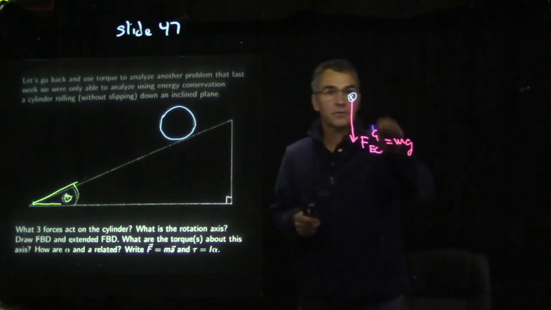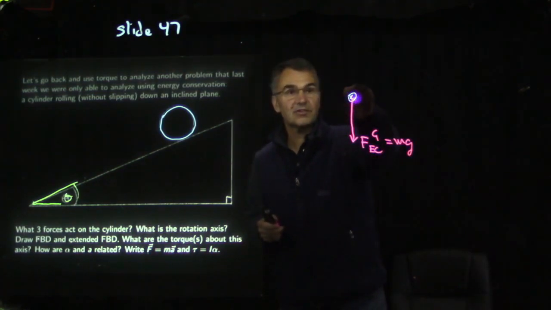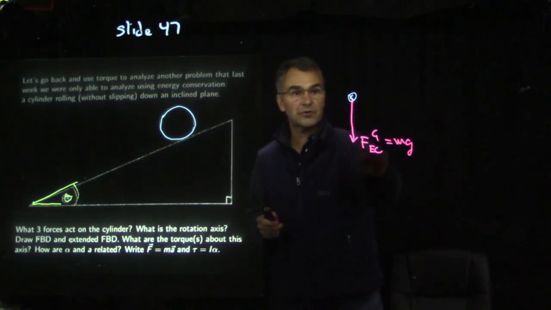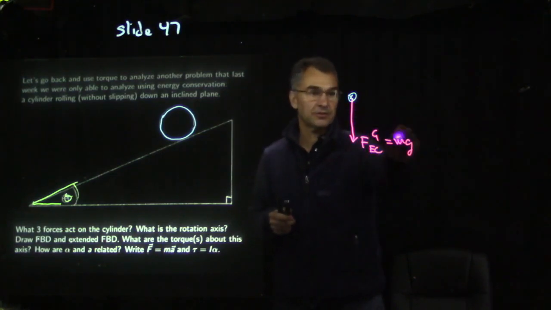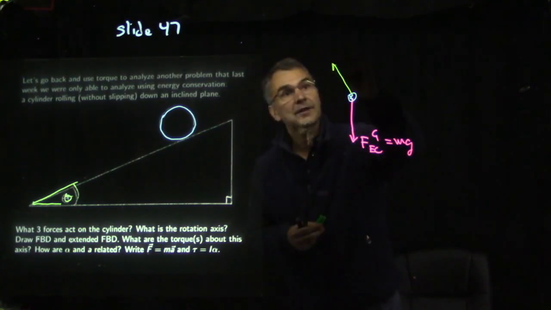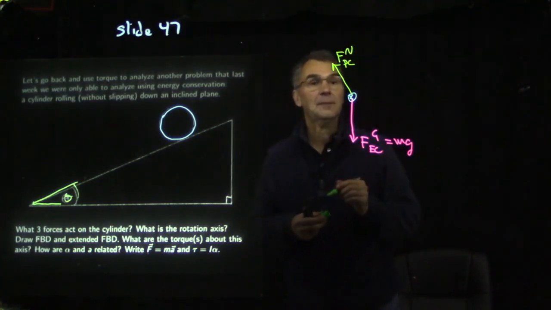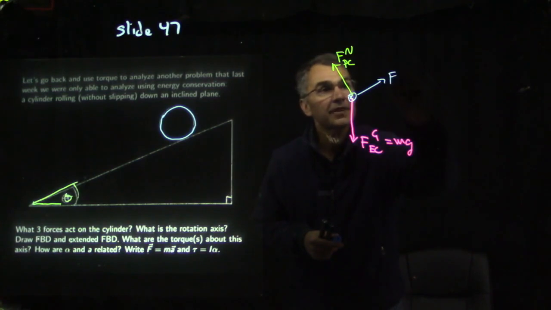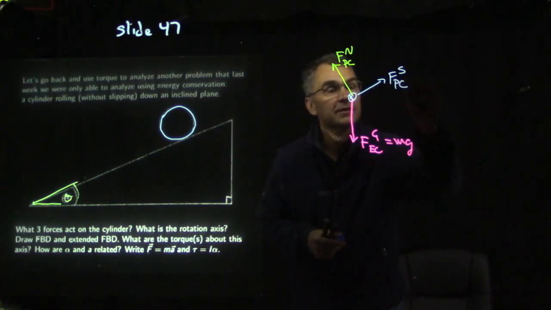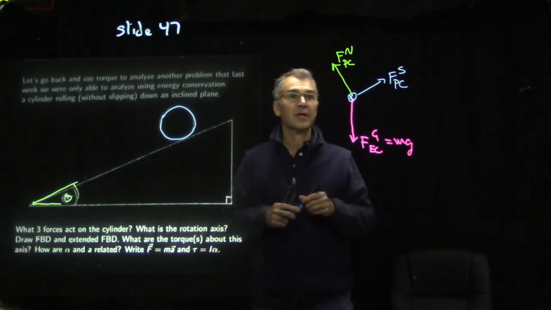So let's get started. Here is the symbol representing the center of mass of our cylinder, and there's a downward force, the gravitational force by Earth on the cylinder, which just equals the weight of the cylinder. Then we have the normal force exerted by the plane on the cylinder. We don't know how big that is yet. And then we have the static friction force exerted by the plane on the cylinder, and we also don't know how big that is yet.